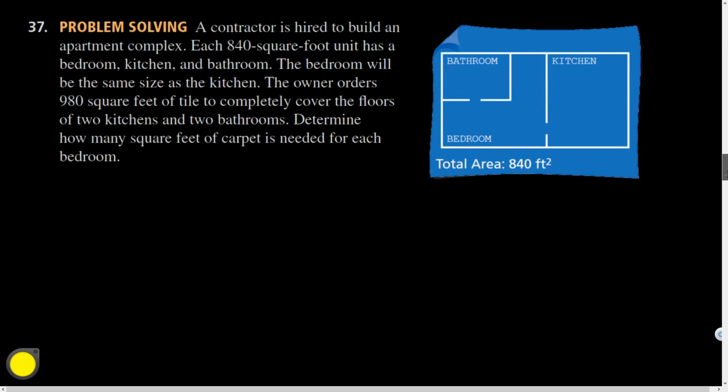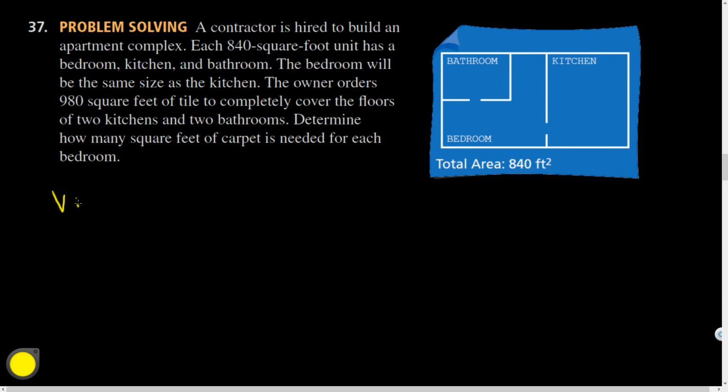Let's look at this last problem. Let's figure out our variables. Contractor hired to build an apartment complex, 840 square foot unit, has a bedroom, kitchen, bathroom. Bedroom will be the same size as the kitchen, 980 feet of tile to cover 2 kitchens and 2 bathrooms. Determine how many square feet of carpet is needed for each bedroom.